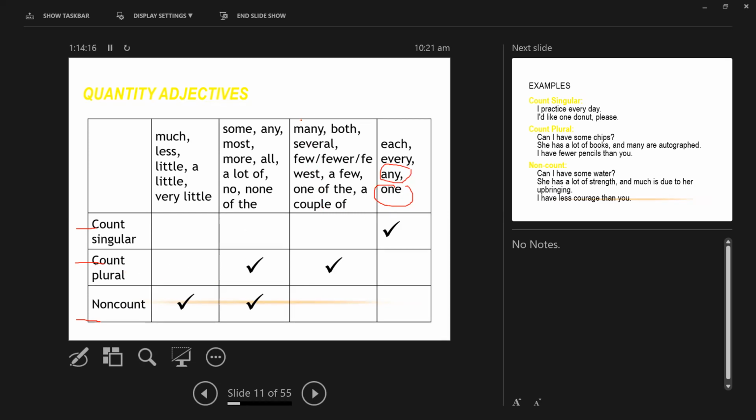Okay. Count plural. Some, any, most, more, several, few, fewer, one of the, a couple of. So, count plural can be, it's either, ito, yung mga quantifiers na walang specific number, but it can be also quantifiers with specific number, like one of, or a couple of. When we say couple, it already talks about two, right? So do you understand now the difference between count singular and count plural?